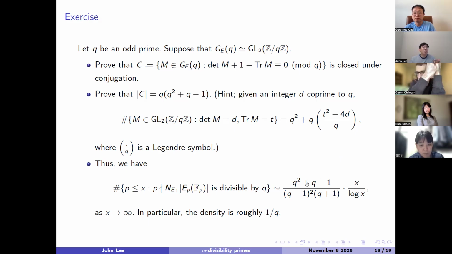So if I'm choosing Q large enough, then the numerator is just like Q squared, and in the denominator we see Q to the power 3, that's the largest degree. So the density is roughly 1 over Q. And that, of course, matches our intuition.